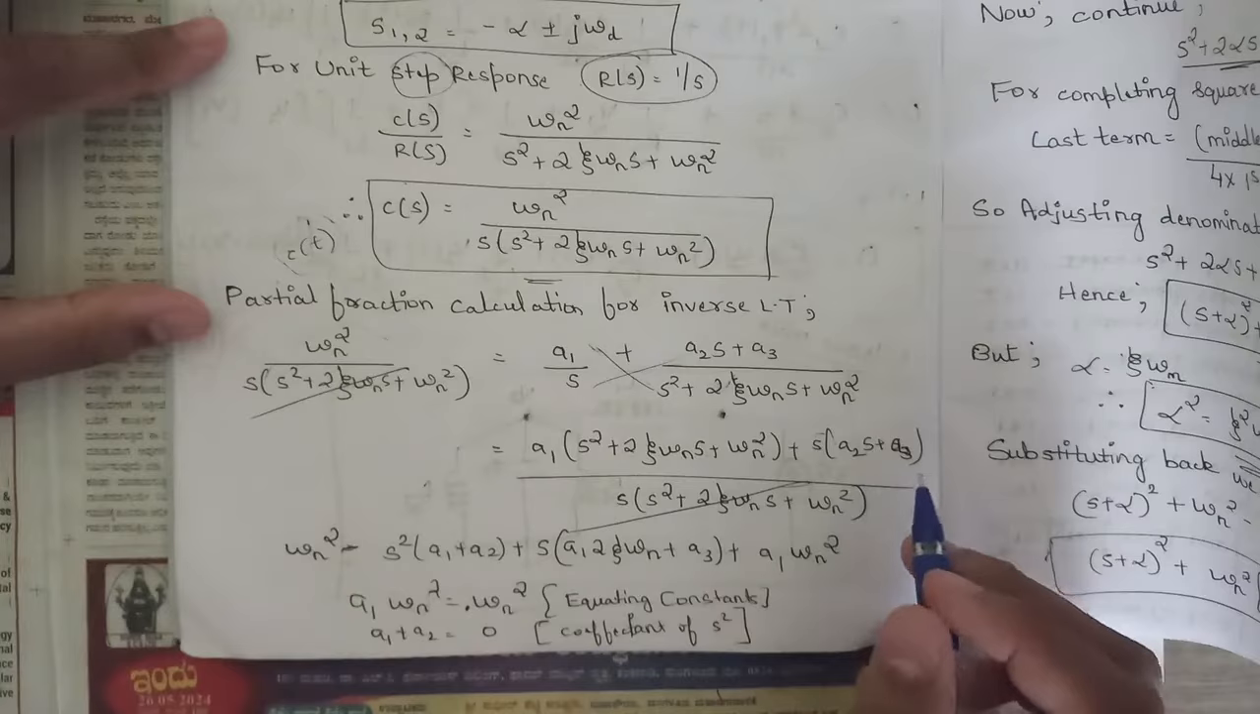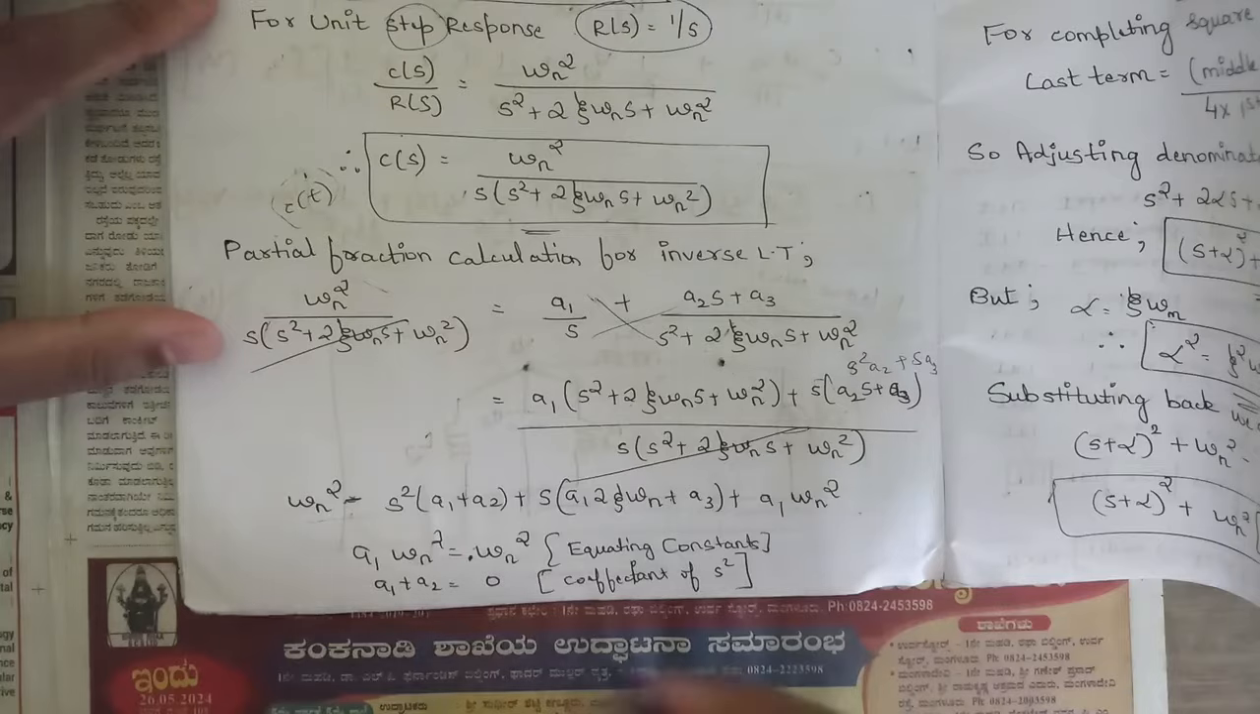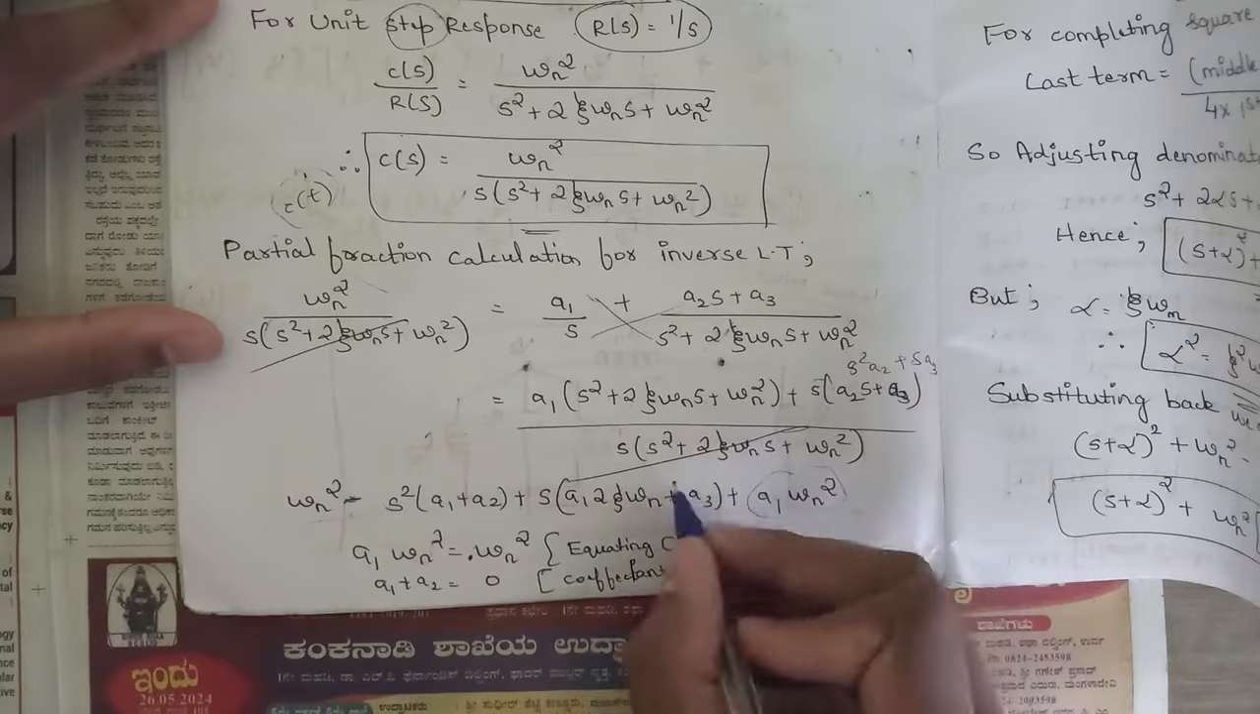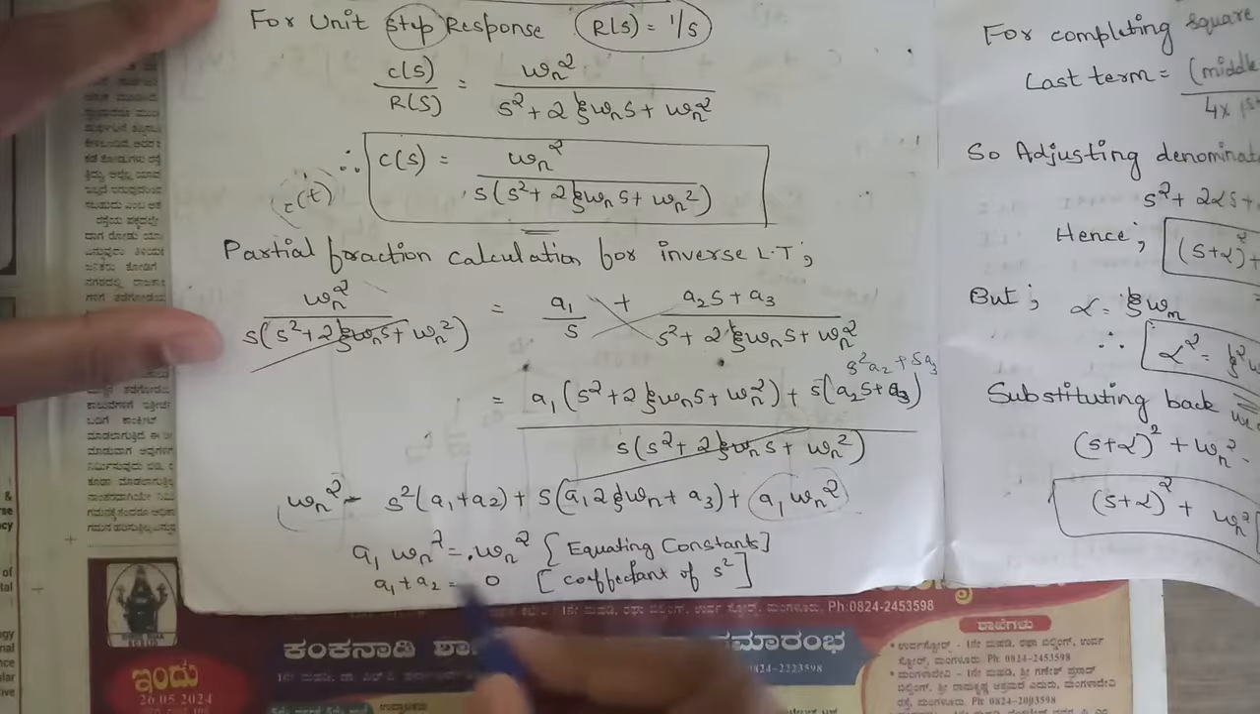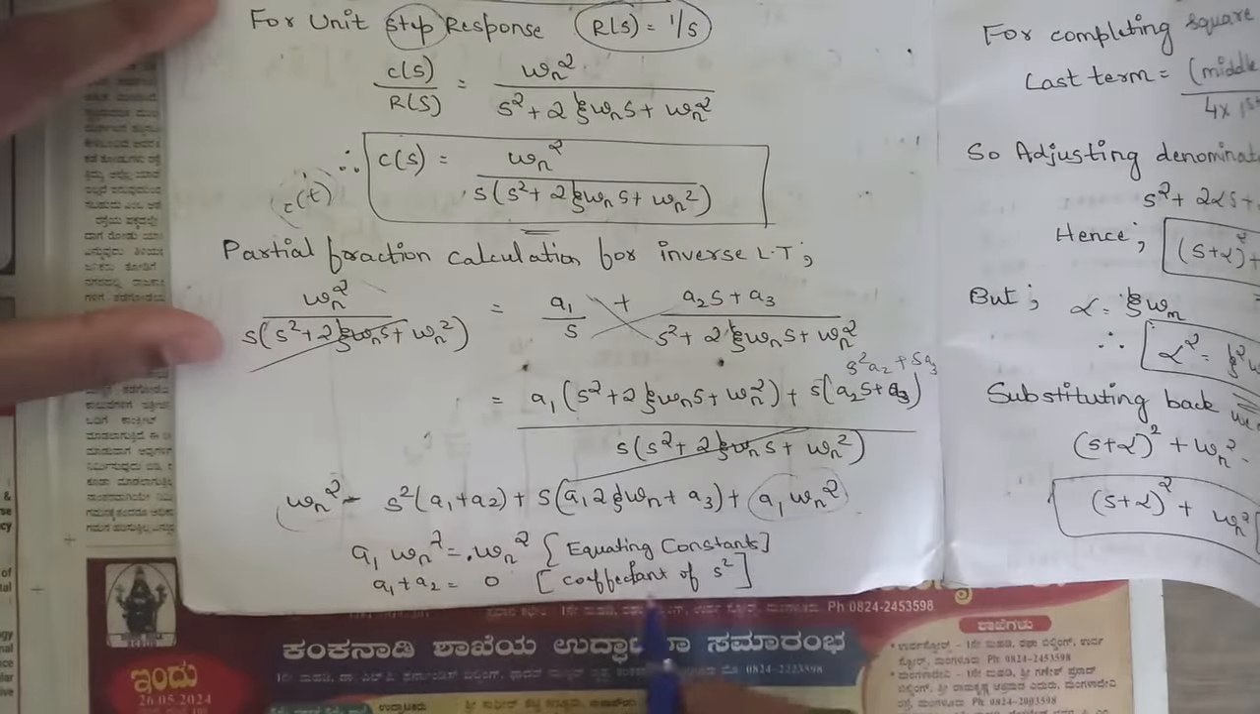Okay, so now here we need to do a few calculations. First thing, whatever the constants present in this equation, equate them. So how would we equate the constants? This is one constant here without any s variable, and this is one constant, so equate them. That is a1 omega n square is equal to omega n square, equating constants. Then write the coefficients of s square in this equation. Here we don't have any s square term, so that is equal to 0. In this case the coefficient of s square is a1 plus a2, so a1 plus a2 is equal to 0.